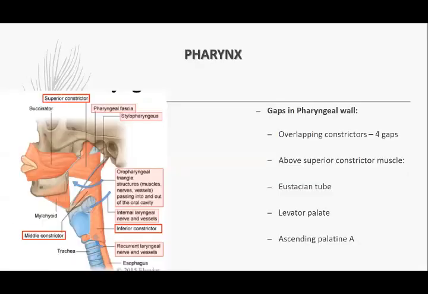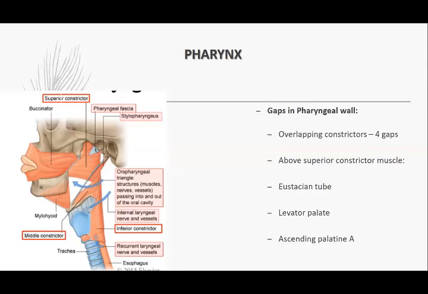अब आगे चलें. Okay. Let's move ahead. Gaps in the pharyngeal wall. अब आपको मैंने कहा था, the muscles of the pharynx, please think of them as three tubes, one inside the other, overlapping each other. ठीक है? So यहाँ पे देख लीजिए, superior constrictor is being overlapped by the middle constrictor, और जो middle constrictor है इसको overlap कर रहा है inferior constrictor.